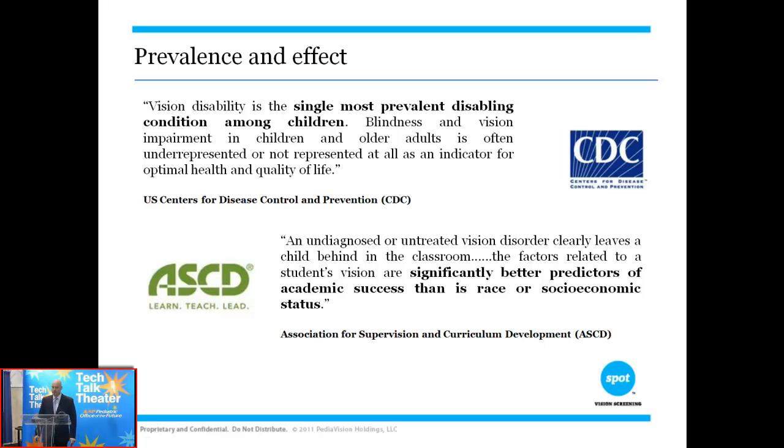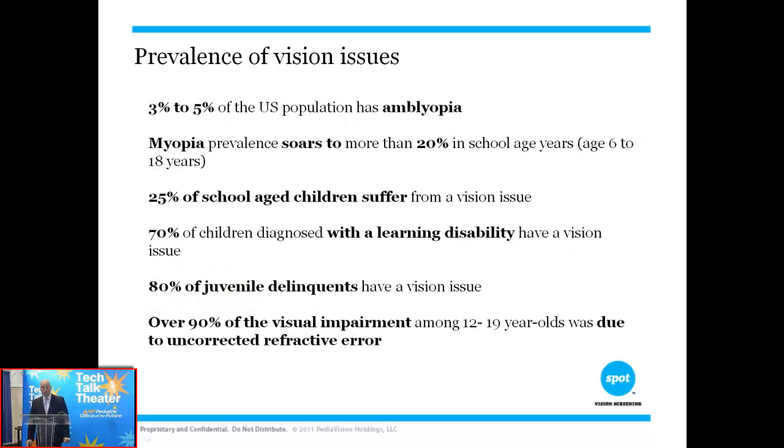So how prevalent are vision issues today? Right now with amblyopia, which is misalignment of the eyes for small children, it's 3 to 5% in the general population. Myopia is known to soar to as much as 20% in school-age children from 6 to 18 years of age. And when you look at that statistic in schools, 1 in 4 children actually have a vision issue. We also found out that 70% of children diagnosed with a learning disability have a vision issue, and 80% of juvenile delinquents have a vision issue.